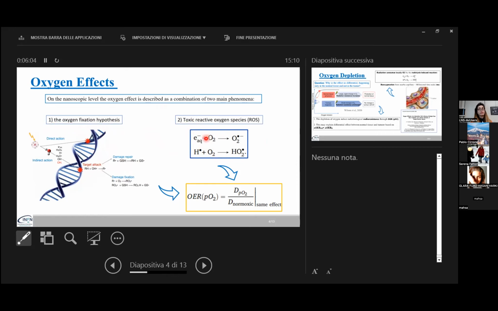This increased radiosensitivity related to these two main phenomena can be quantified by the index of OER. OER means oxygen enhancement ratio, the ratio between the corresponding doses required at different levels of oxygenation to obtain the same biological effects. This index is important to us because with it we can quantify the radiosensitivity in terms of oxygen.